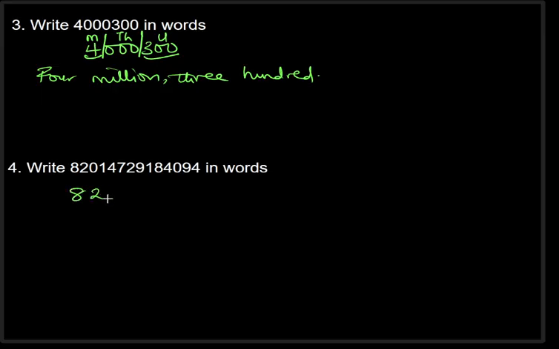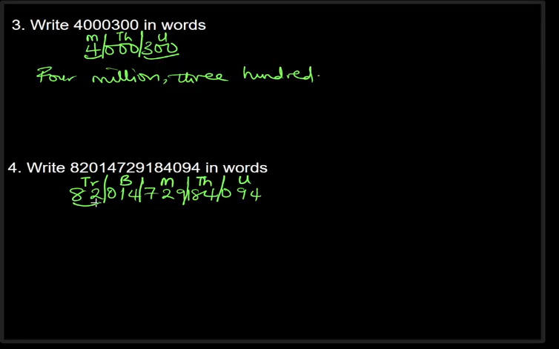This will be 82,014,729,184,094. Let's see. Okay, let's see, what do we have? This will be unit, this will be thousand, this will be million, this will be billion, and this will be trillion. Okay, so what do we have?